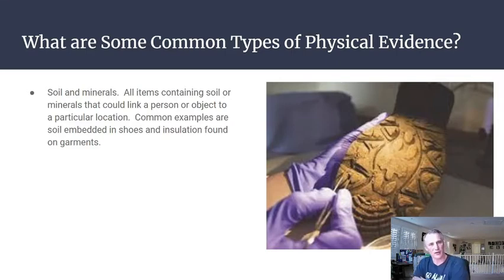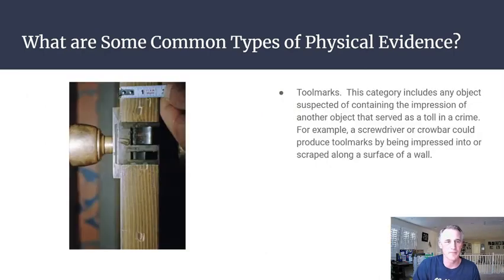Soil and minerals is another one. All items containing soil or minerals, bottom of somebody's shoe, might be able to link them to a certain area or a certain place. So the soil embedded in the shoe could be used to put them at a particular location where the crime took place.